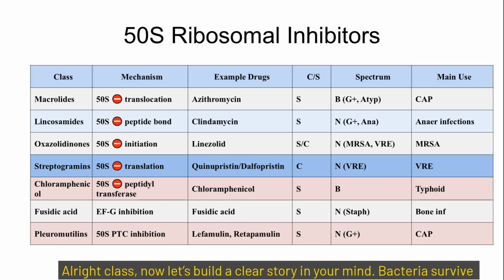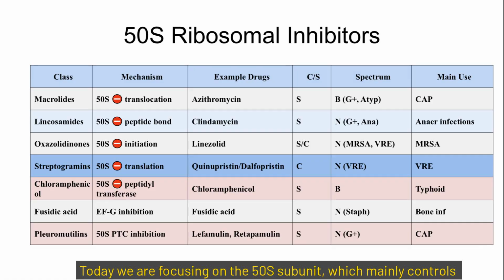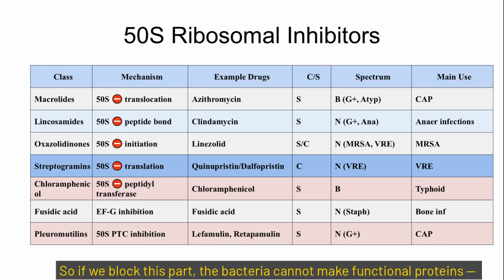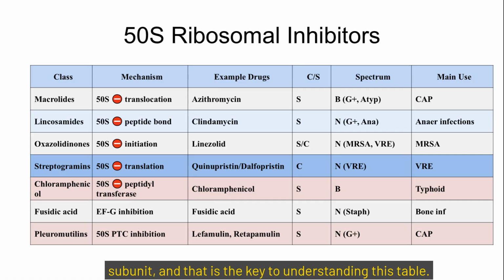Alright class, now let's build a clear story in your mind. Bacteria survive by making proteins, and proteins are made on the ribosome, which has 2 parts, 30S and 50S subunits. Today we are focusing on the 50S subunit, which mainly controls peptide bond formation and elongation of the protein chain. So if we block this part, the bacteria cannot make functional proteins, and without proteins, life stops. Now different drug classes target different steps on the same 50S subunit, and that is the key to understanding this table. Let's go step by step in the order of protein synthesis.